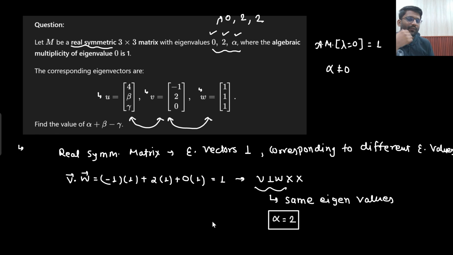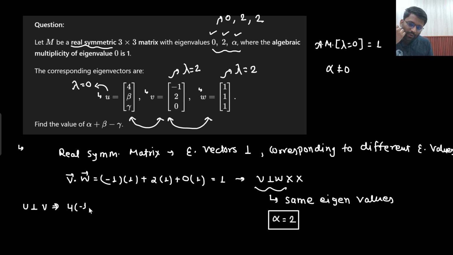Next I need to find out the values of beta and gamma. This eigenvector corresponds to lambda equals 0, this eigenvector corresponds to lambda equals 2, and this eigenvector corresponds to lambda equals 2. Now I know that u will be perpendicular to v. So if u is perpendicular to v, we get 4 into minus 1 plus 2 into beta plus gamma into 0, which equals 0. From here the value of beta comes out to be minus 2.